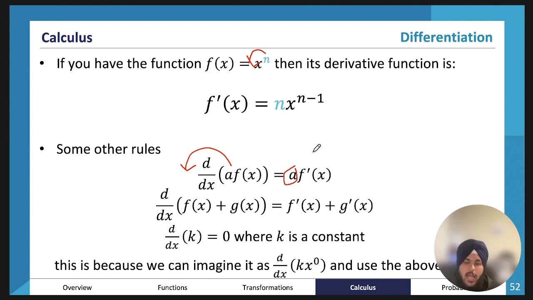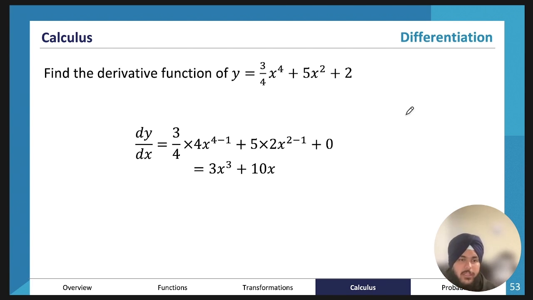Next, if we have the addition or subtraction of two functions, essentially what we just do is we derive f of x separately and we derive g of x separately, and your answer is just going to be f dash of x plus g dash of x. Next, we have the derivative of a constant. So the derivative of any constant is always going to be 0. And this is because we imagine that we just have a constant line, so therefore there's no real gradient whatsoever.